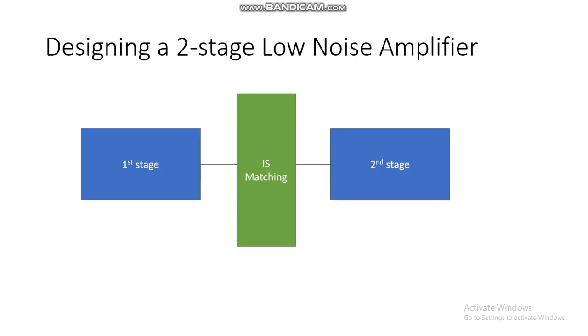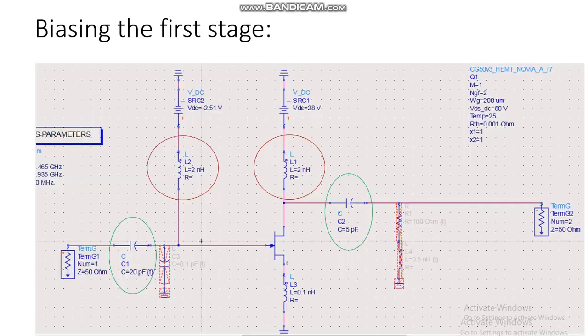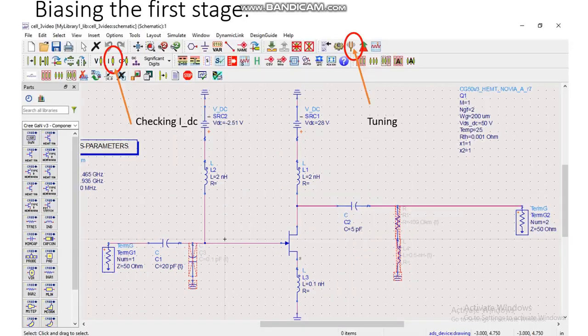But the plan is to first design the first stage and have it satisfy all the requirements, and then try to match it with a second stage, which is actually a copy of the first stage, through an intermediate stage matching. So here we're having a very simple transistor with RF chokes and DC block capacitors.